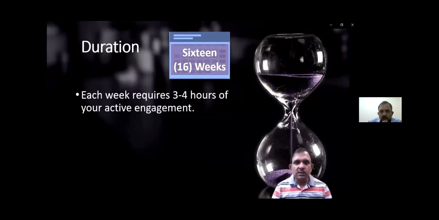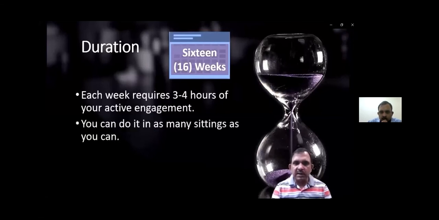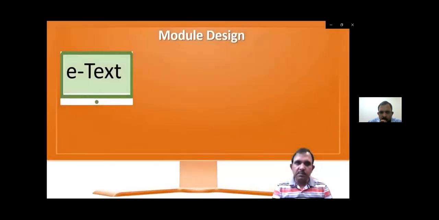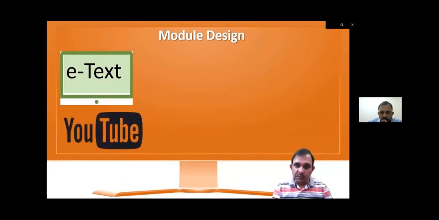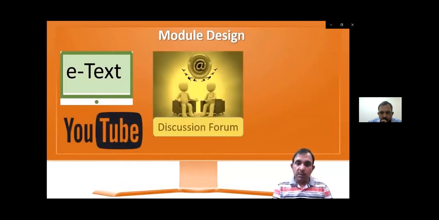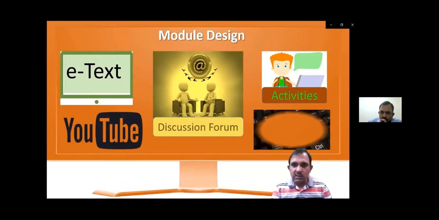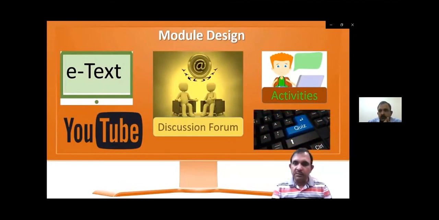Each week requires 3 to 4 hours of your active engagement. You can do it in as many settings as you can, but our suggestion is that you complete at least one component of the weekly module in one sitting. We will give you e-text, we will give you some videos, we will arrange a discussion forum to resolve your queries. There will be certain activities which you need to perform after some weekly modules, and there will be a quiz at the end of the module.